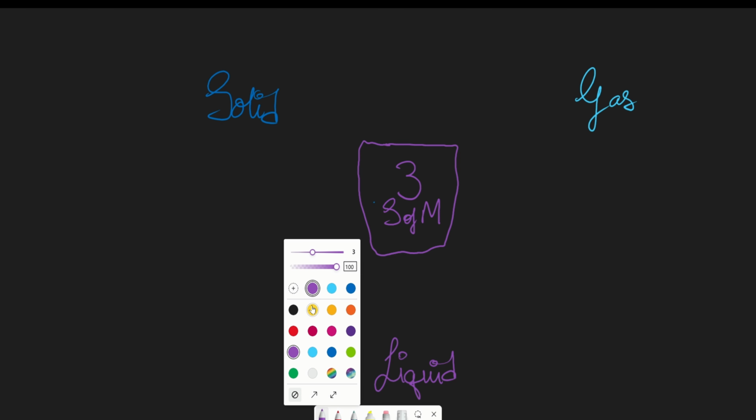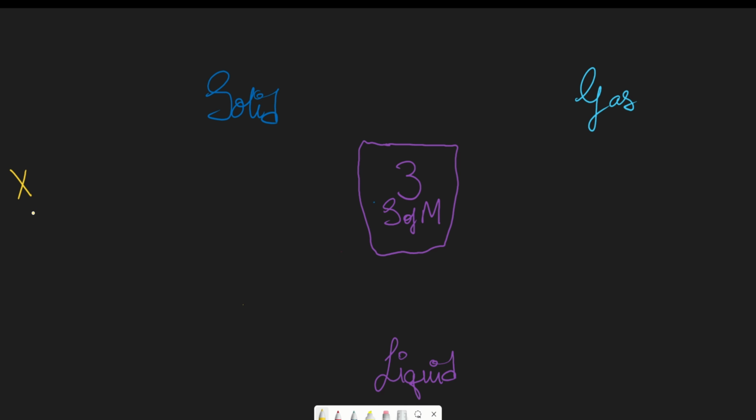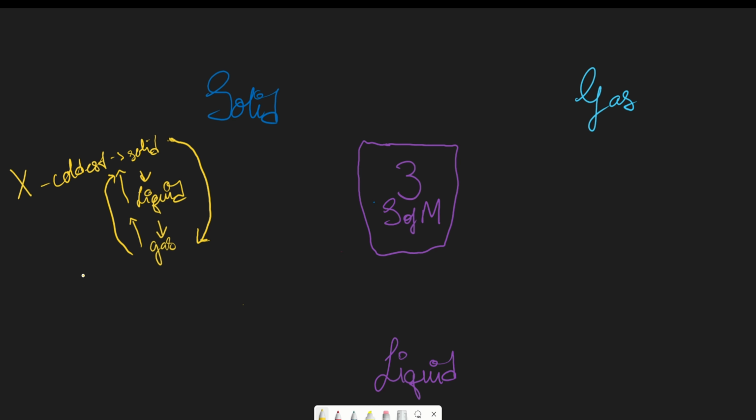Now, if you consider a substance X, at its coldest temperature, it's going to be solid, and then it's going to progress to liquid, right? And then it's going to become a gas. However, sometimes some substances skip the liquid step. They go from solid directly to gas. And as a substance cools, it can go from gas to liquid and liquid to solid, or gas to solid directly.